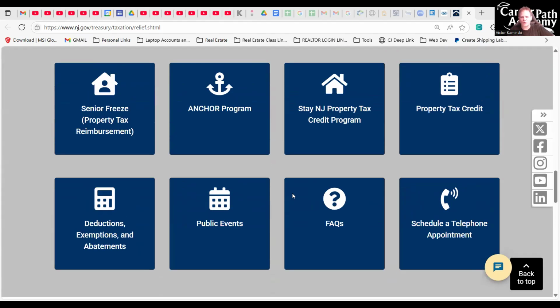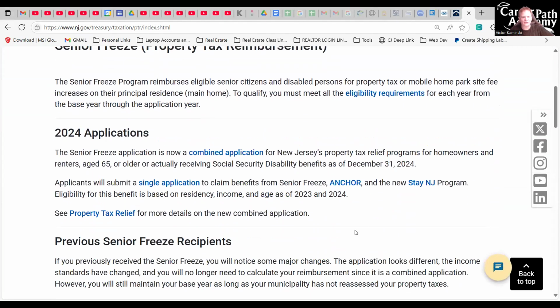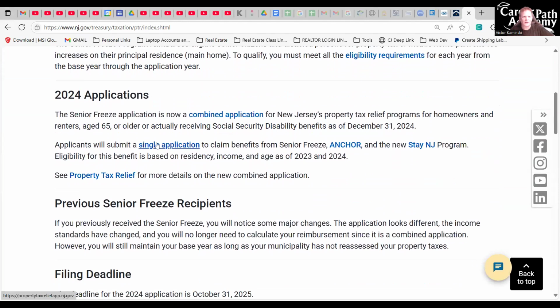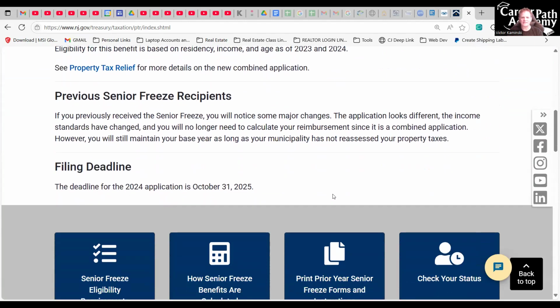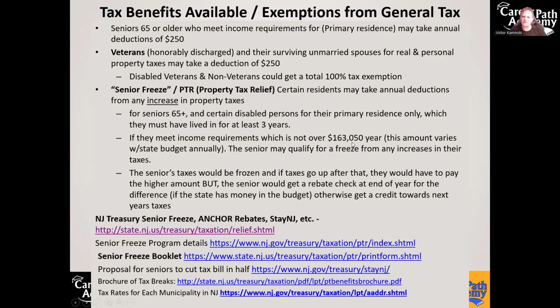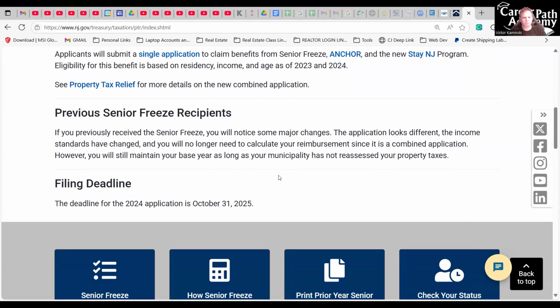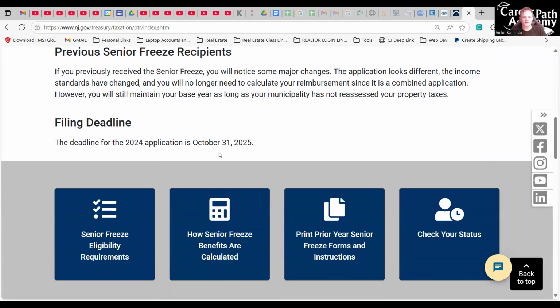And here's some of the various programs. You got the Senior Freeze Property Tax Reimbursement Program, the one I was just talking about. Let's take a look at it and see what the eligibility requirement was. Well, I had the eligibility requirements for 2024. I guess that is the latest one. So that is the one that I showed on the slide, which was $163,050. That's the income of the senior in order to qualify. Let's see. Filing deadline is October 31st, 2025 for the previous year, 2024.